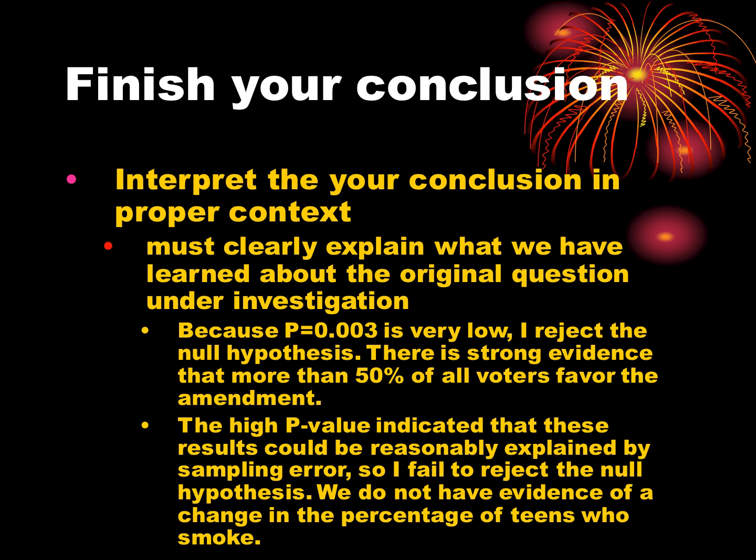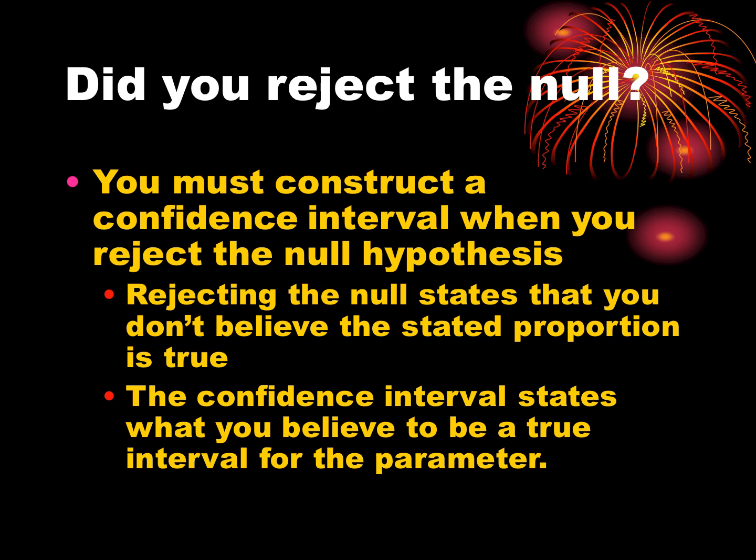And then we interpret our conclusion in proper context. If we rejected the null, then we can usually create a confidence interval to state what we think the true proportion is. Based on my sample, this is what I believe is true. I don't think it's what we hypothesized. I think this is the new proportion.